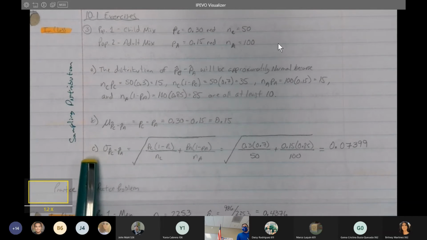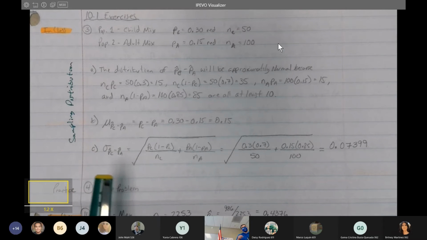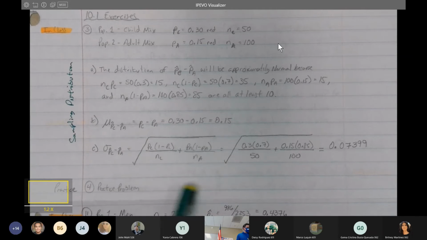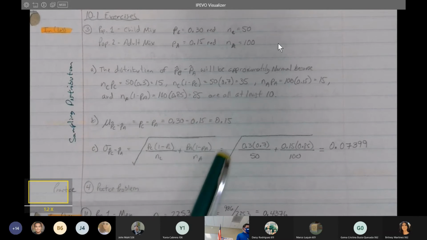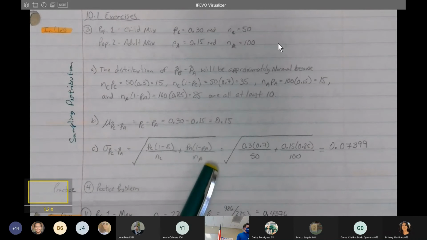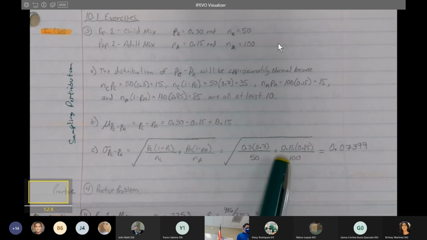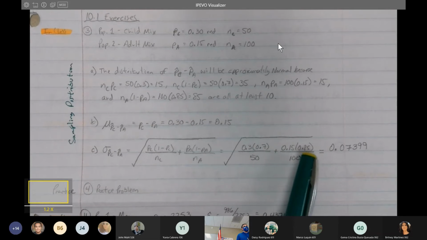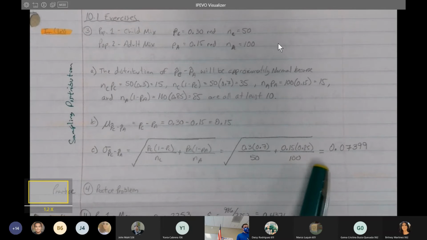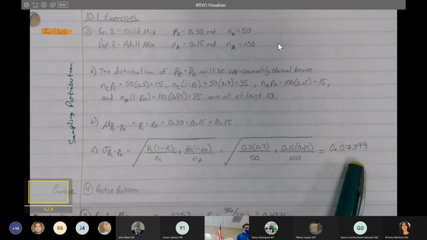And then for Part C, the standard deviation of the sampling distribution of the difference of the sample proportions, we get this big square root. When we substitute in our values, we get the square root of 0.3 times 0.7 divided by 50 plus 0.15 times 0.85 divided by 100. And then we get this decimal, 0.07399. I chose to round it to that. If you choose to round it to 0.074, that's fine.